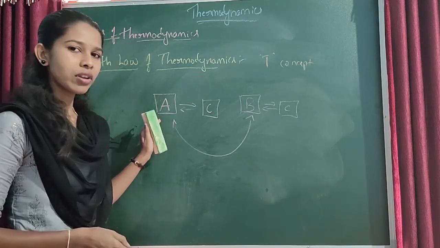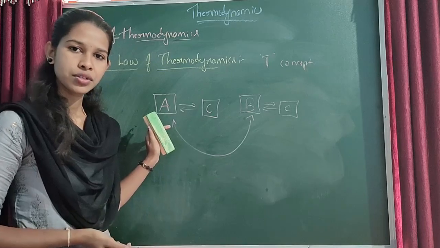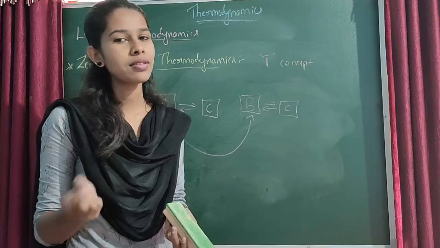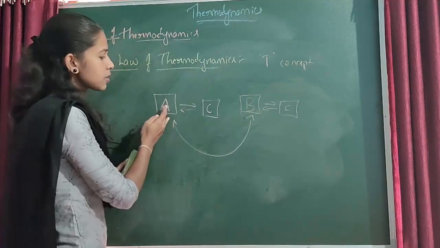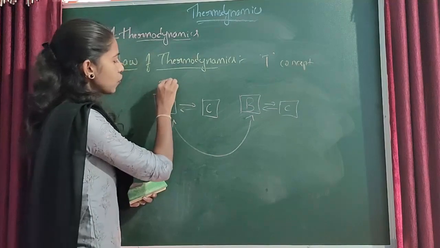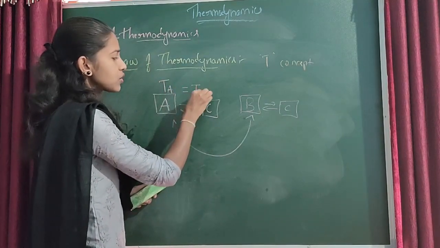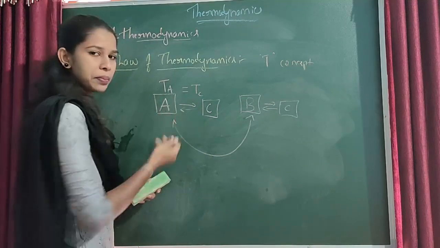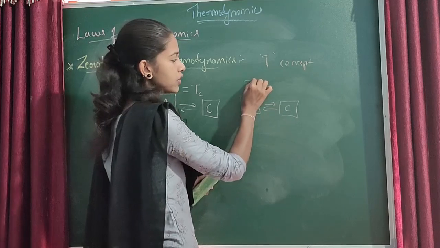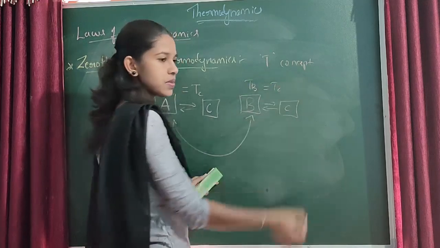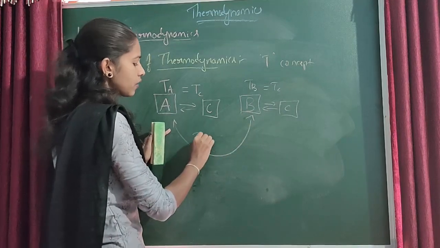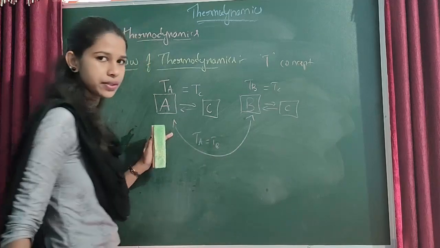Here, what is thermal equilibrium? We have discussed that in our previous session, right? Thermal equilibrium means the temperature remains constant. Here, the system A and C are in thermal equilibrium with each other means the temperature of the system A is equal to the temperature of the system C. Both have the same temperature. Here, the system B and C are in thermal equilibrium with each other means the temperature of the system B is equal to the temperature of the system C. Then the system A and system B will also have the same temperature.